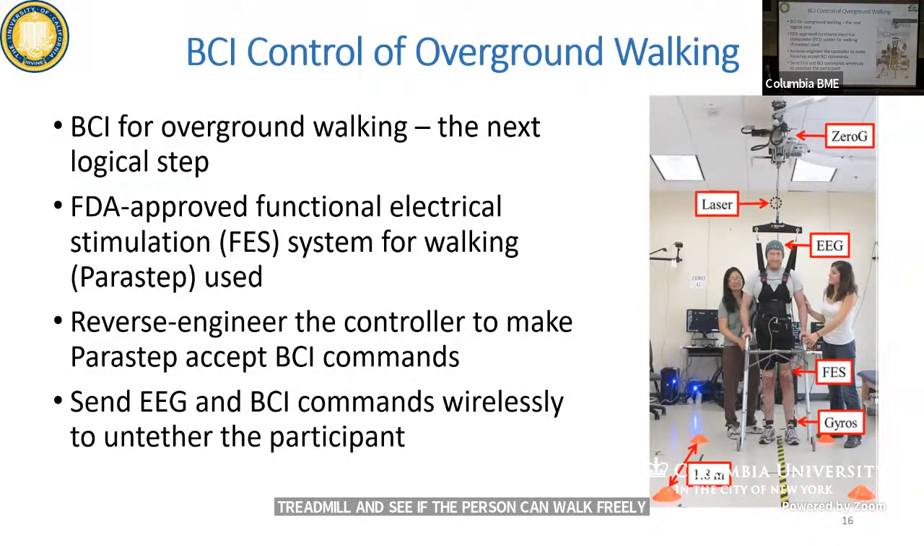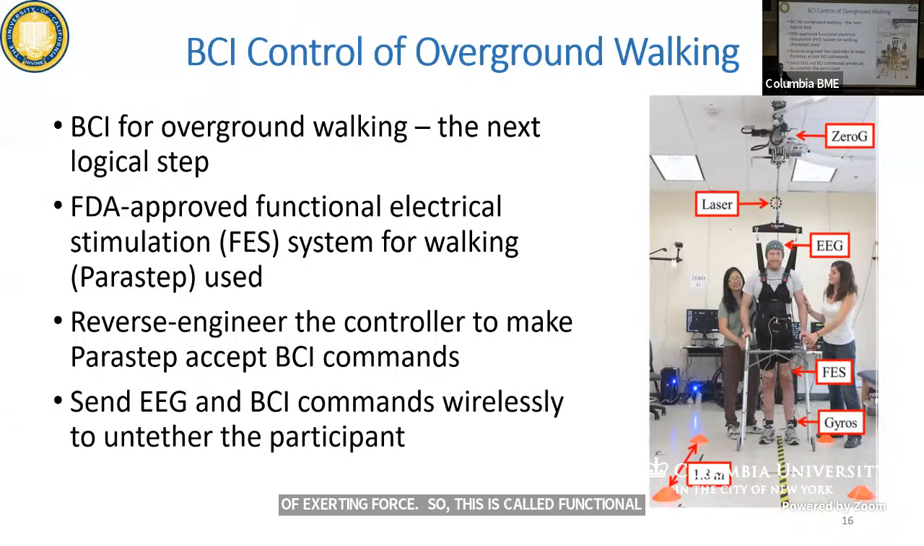To this end, we integrated our system with the FDA approved functional electrical stimulator system for walking. The system is known as Parastep. I know that many of you know this, but in case somebody doesn't, your muscles can be activated electrically to the point of exerting force. This is called functional electrical stimulation. And the system that you see in the picture is normally operated manually.